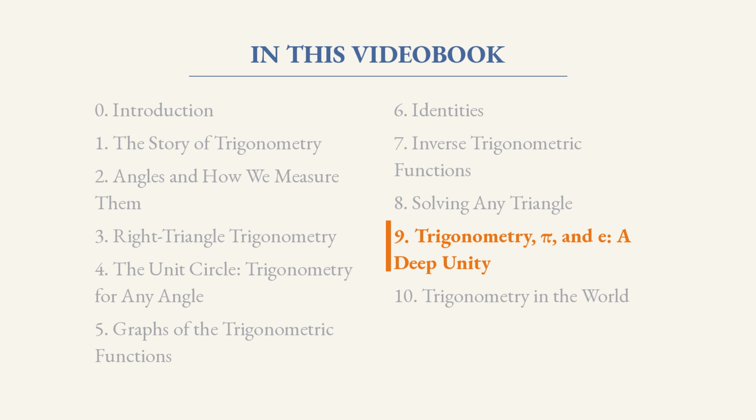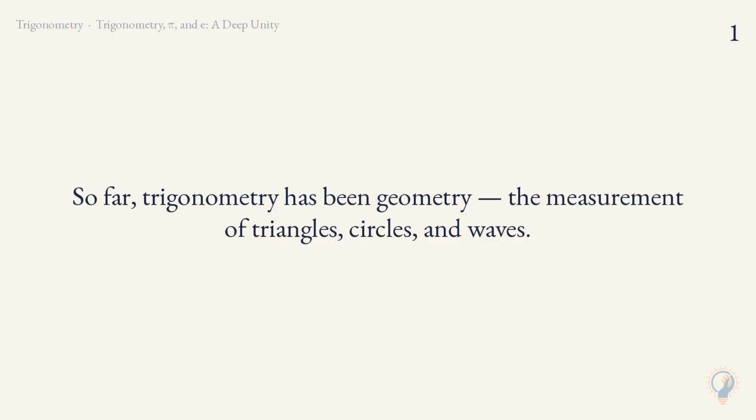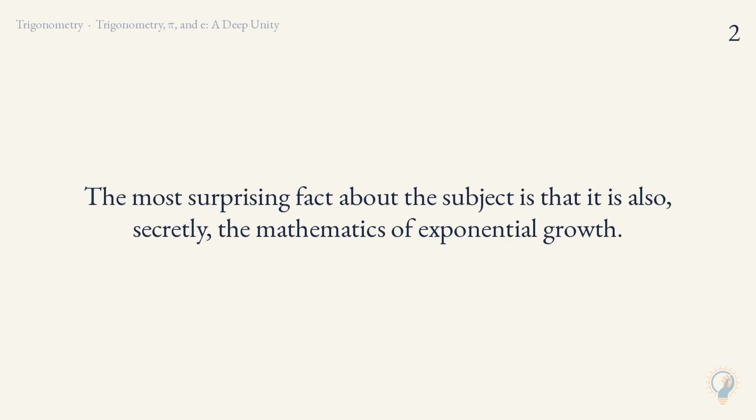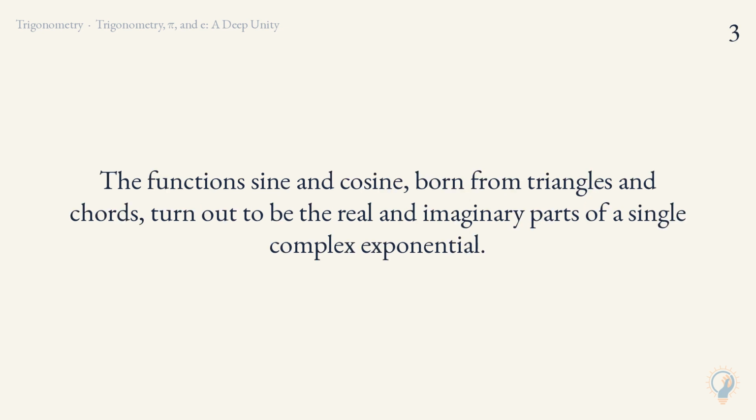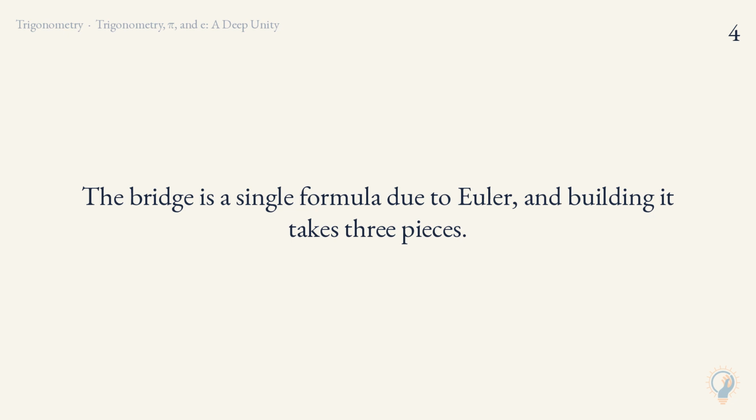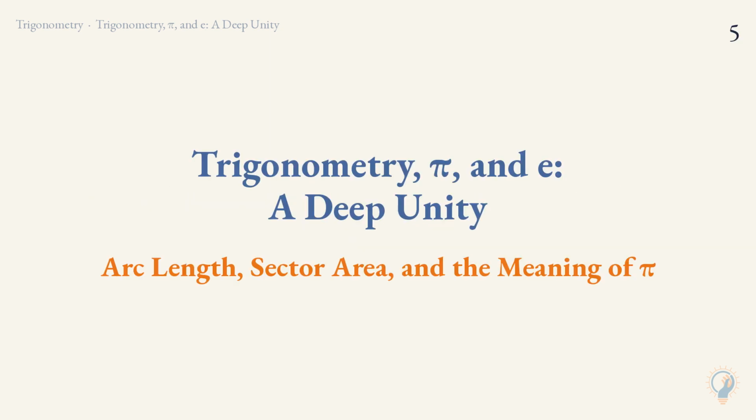Trigonometry, pi, and e, a deep unity. So far, trigonometry has been geometry, the measurement of triangles, circles, and waves. The most surprising fact about the subject is that it is also, secretly, the mathematics of exponential growth. The functions sine and cosine, born from triangles and chords, turn out to be the real and imaginary parts of a single complex exponential. The bridge is a single formula due to Euler, and building it takes three pieces: arc length, sector area, and the meaning of pi.